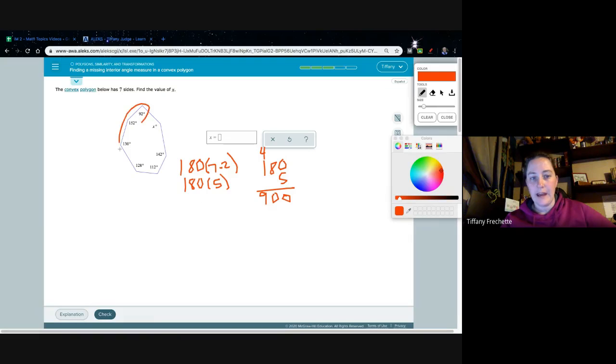Now I want to add all of these together. So I have 152, 130, 128, 112, 142, and then 92 on the bottom. Again, I just put 92 on the bottom, even though I started from over here, because I didn't want that funny gap. So I'm going to add all these together.